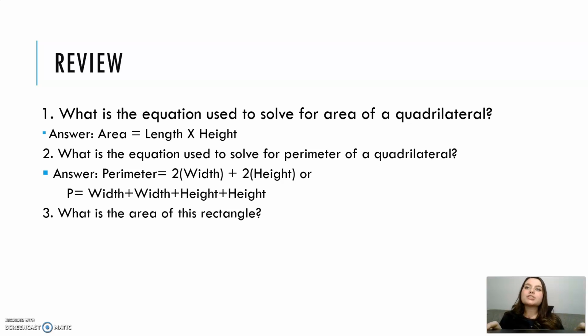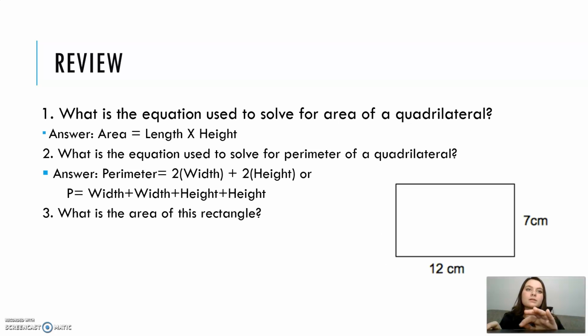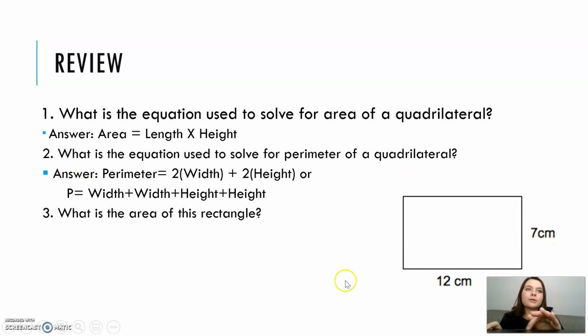And then our third question is, what is the area of this rectangle? This one right here that just floated in the bottom of the screen. You're going to be solving for area, which as we know is length times height. Perfect. What answer did you get? 84 centimeters. Would you like to tell us how you solved that? You did 12 times 7, which was the length times height.